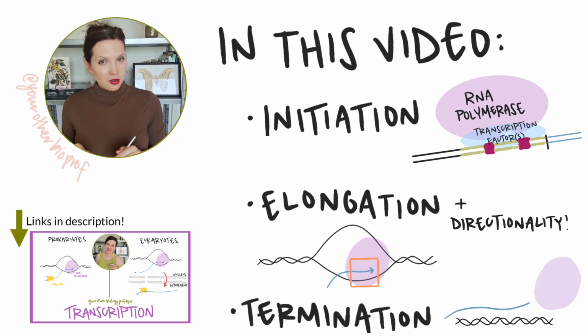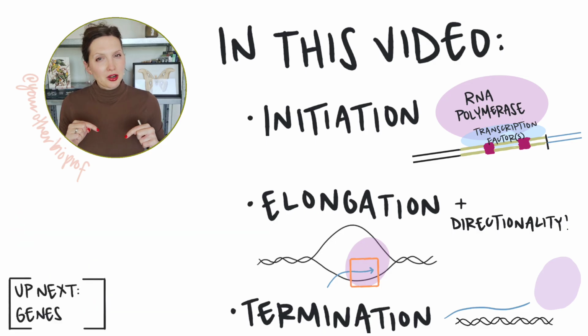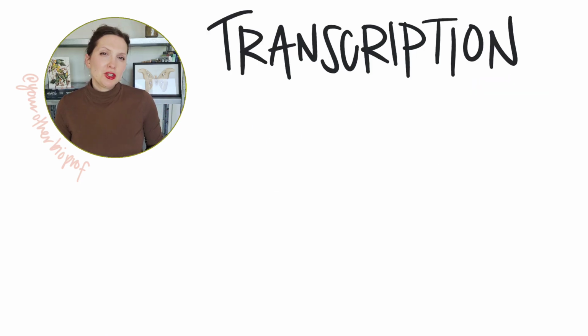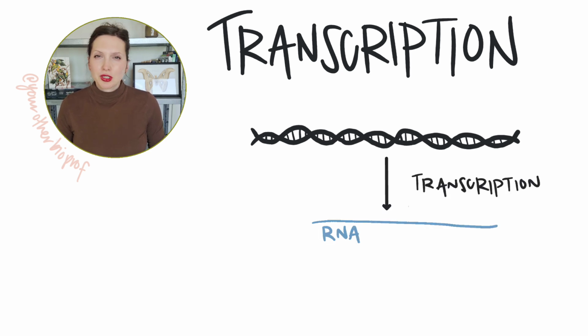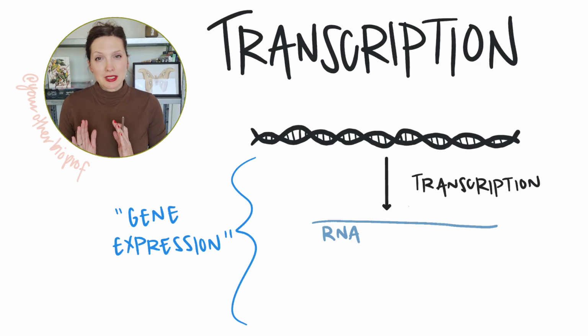In another video, we look at some differences between how bacteria and eukaryotes transcribe. But here, we're going back to basics with what everybody has in common. In transcription, we're using DNA as a template to build RNA. It's a critical step in gene expression, the process of going from DNA to a functional product.